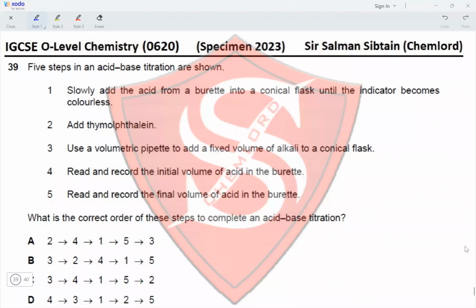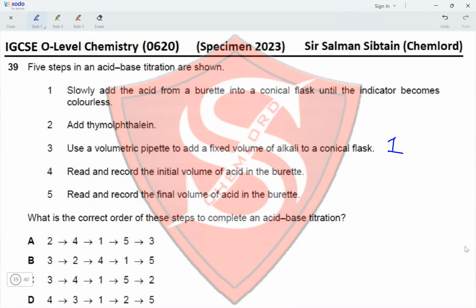Question 39. 5 steps in an acid-base titration are shown. Slowly add the acid from a burette into a conical flask until the indicator becomes colorless. Okay, this is not step 1. Add thymolphthalein. This is before we start adding the acid. Use a volumetric pipette to add a fixed volume of alkali to a conical flask. Yes, this is the first step that should be performed when doing a titration.